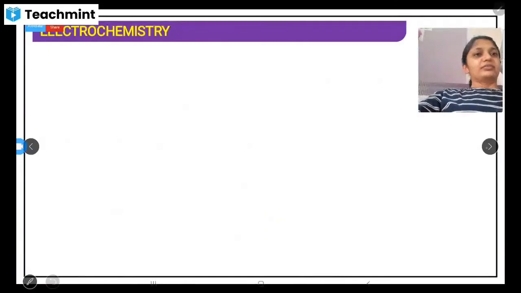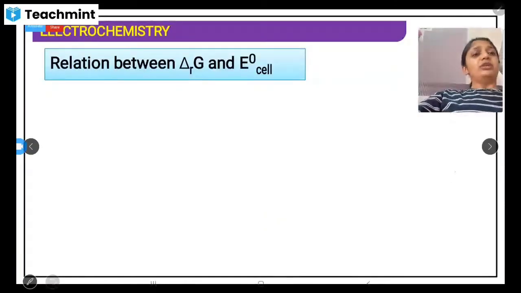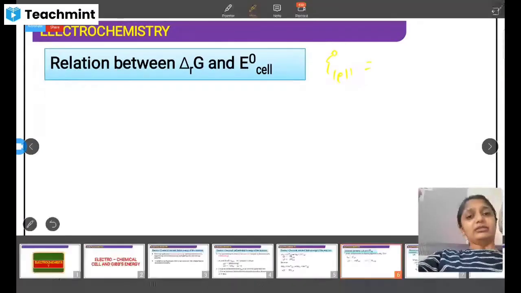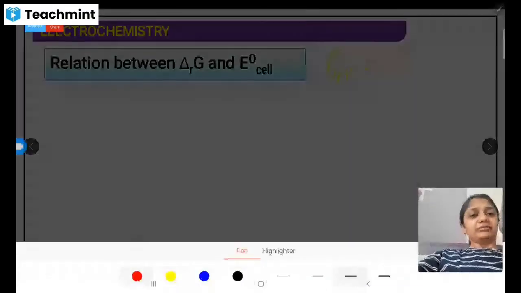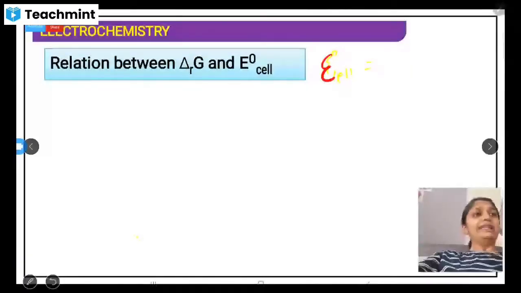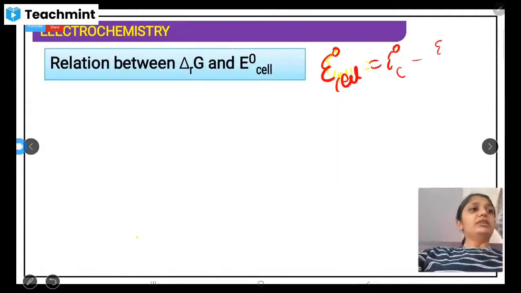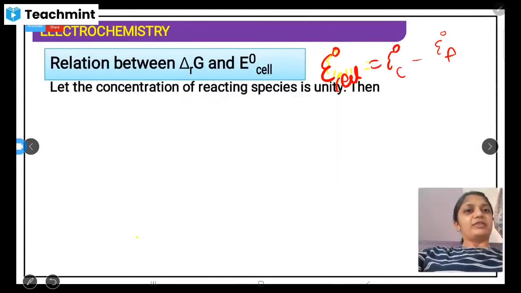Next, relation between delta G and E naught cell. Students, how are we going to calculate E naught cell? Sorry, already we have calculated. So how did we calculate E naught cell? Tell me, what is the formula to calculate E naught cell? Yes, E naught cathode minus E naught anode is the formula, students.